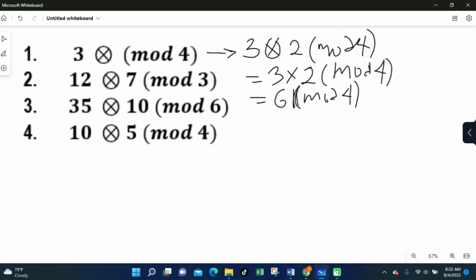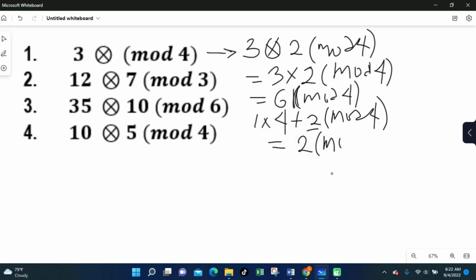If we simplify this, the normal way, we'll have 1 times 4 plus 2, because 6 divided by 4 will give us 1 remainder 2. So the remainder is very important. That will give us, in mod 4, 2 as the remainder. So this is the modular form of that solution.